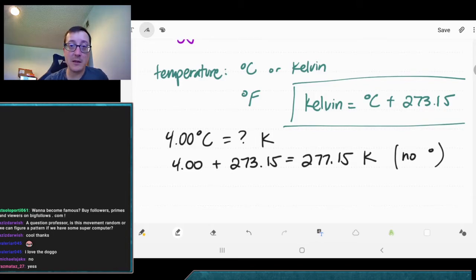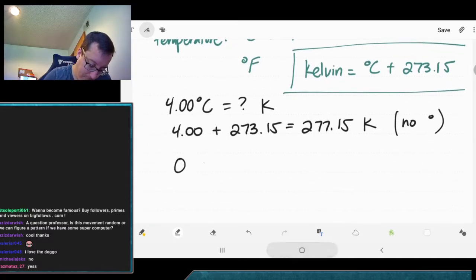The reason that we don't have a degree scale is Kelvin can never be negative, and it can never be 0. So, well, I mean, theoretically, it can't be 0. 0 Kelvin is what's called absolute zero.